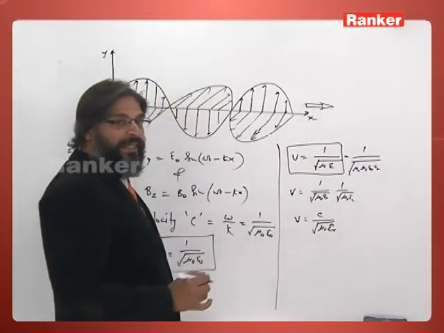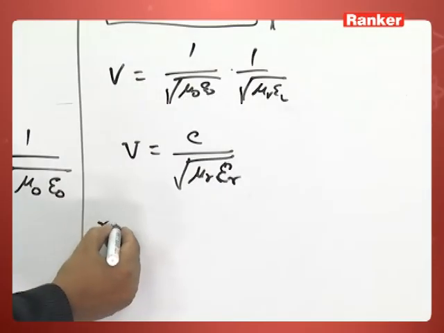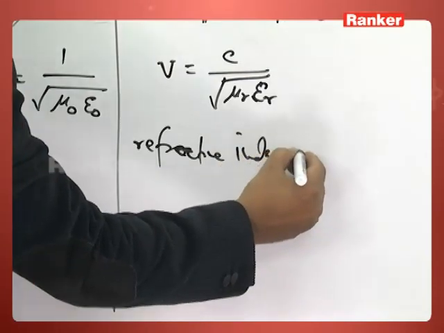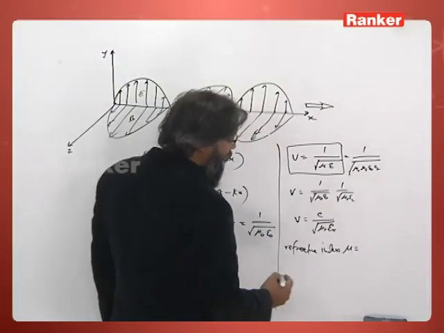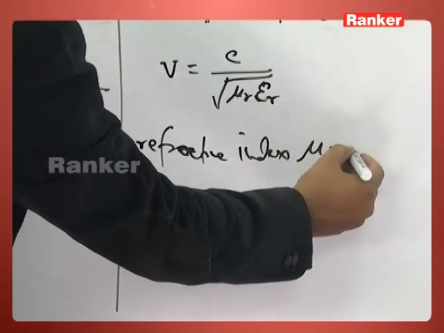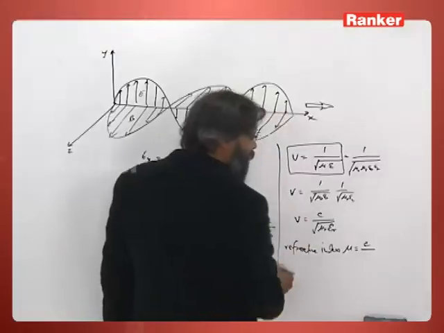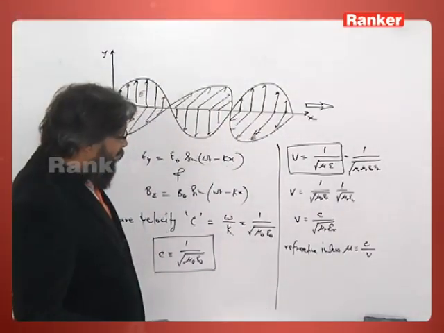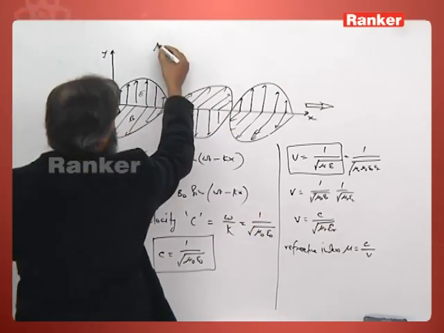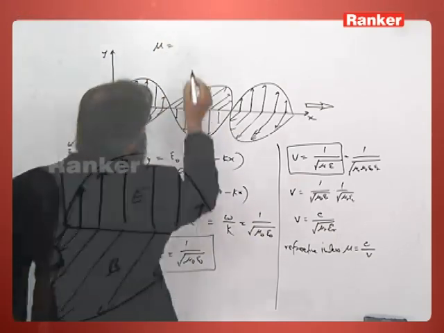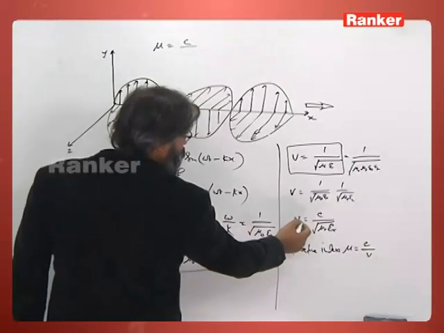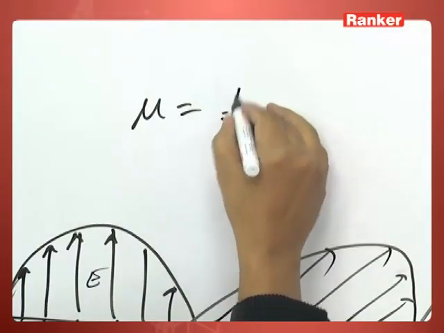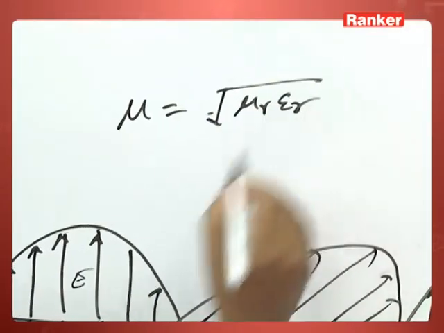Now, we also define in optics the refractive index of a medium as mu, the velocity of light in air or vacuum divided by the velocity of light in the medium. And so, you see, the refractive index mu also comes out to be C by V, that is root over mu r epsilon r.